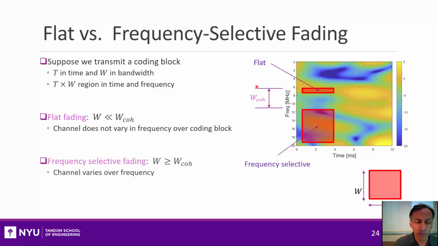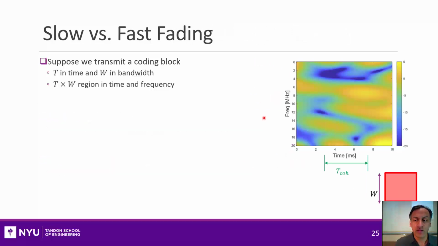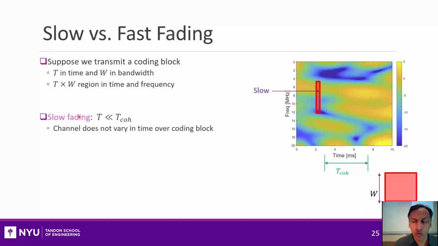In contrast, the opposite of that is what we would call frequency selective fading. Once that block gets to around the order of the coherence bandwidth, you'll see a significant amount of variation, and it will no longer be constant over this frequency region. And that will apply whether the block is long or short in time. Now, just like you had flat versus frequency selective fading, you can also do the same in time. So again, you have a block, which is W by T in frequency by time. And we can think of what we would call slow fading.